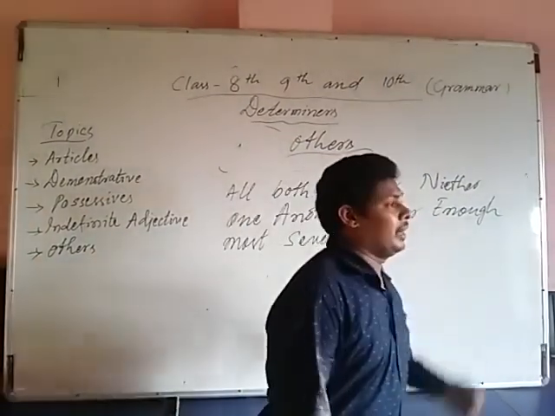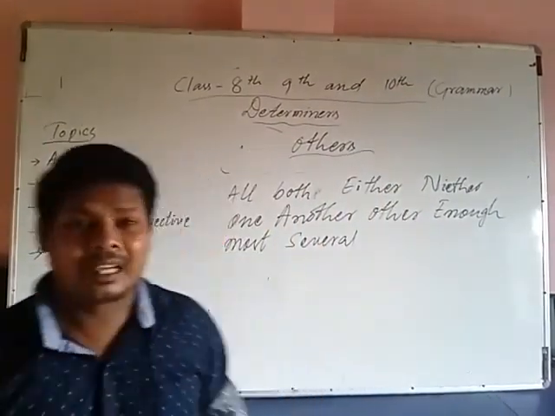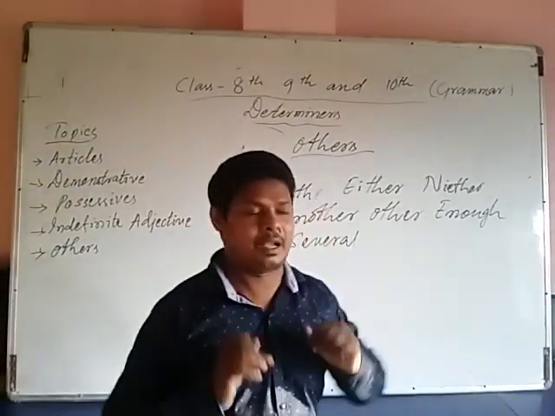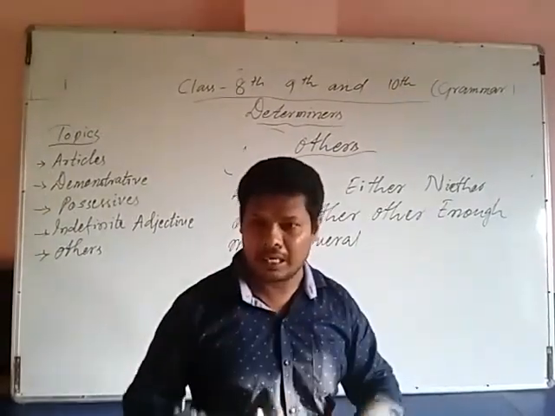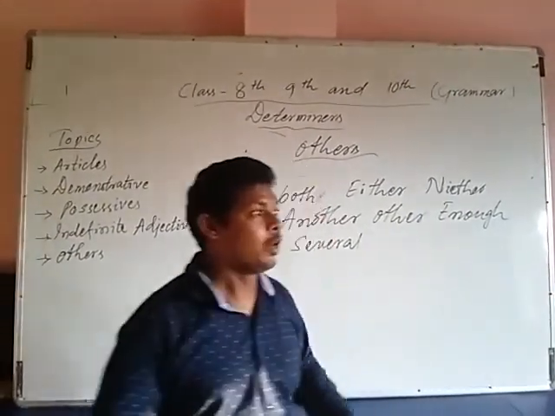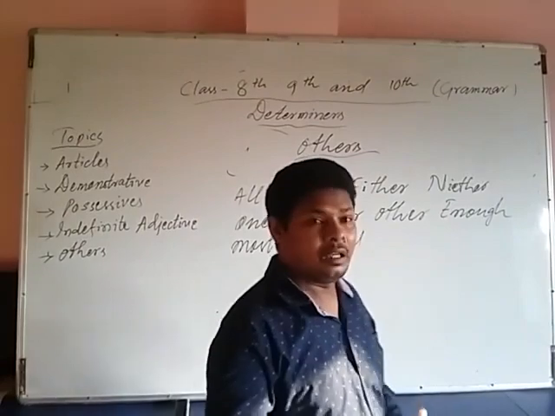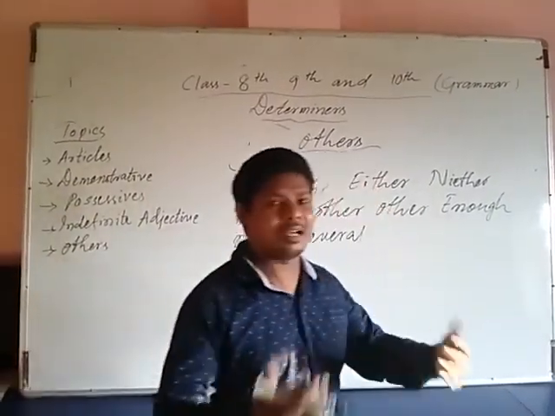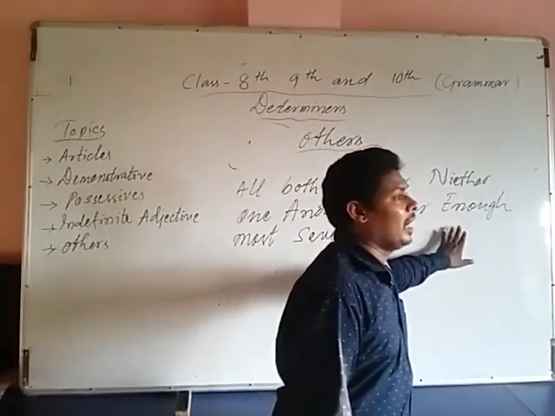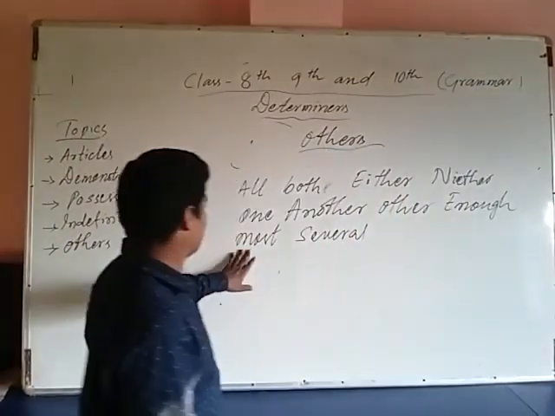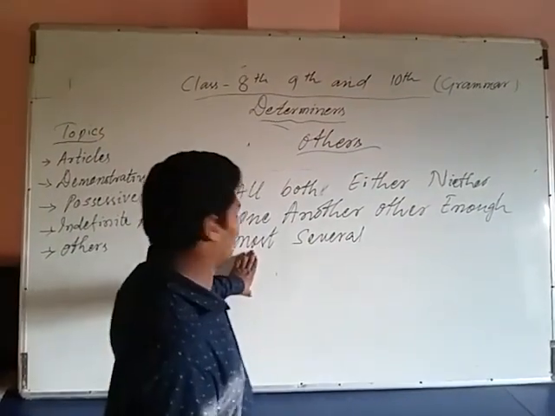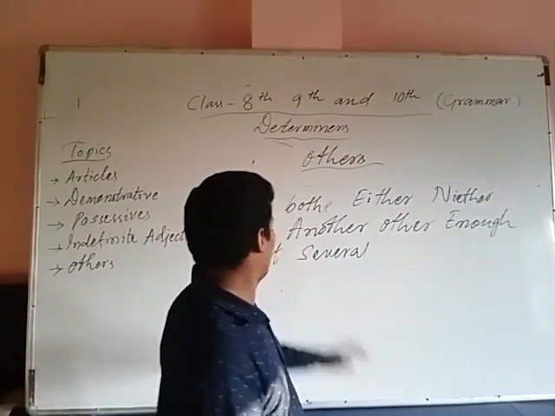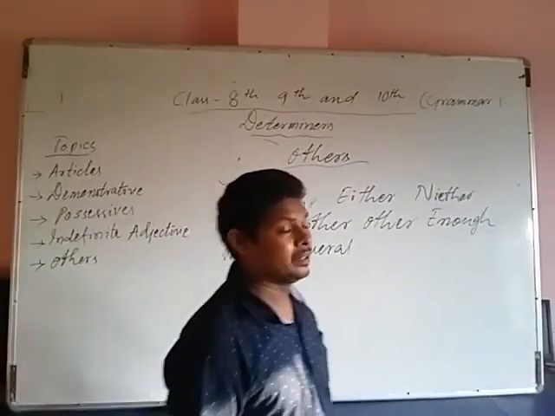And see, enough is used with uncountable nouns. We would say that I have enough rice. Enough rice just means it's more than enough. That means whatever I require, I have more of that. So when I have more than what I require, we can say I have enough rice. Thus, most is also the same, and several is also used in the same sense as a determiner in the sentences.